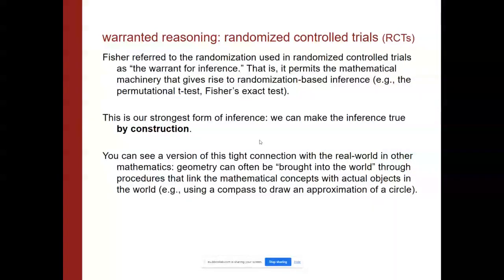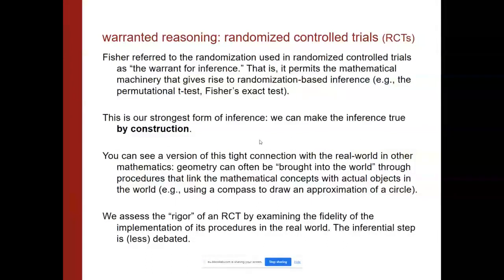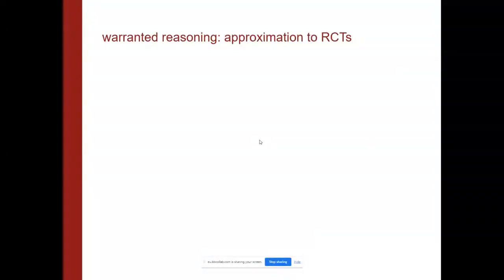And nowadays, you can see it with computers. Computers do this with set theory and number theory. It moves discrete math in and out of the world. So we see that with warranted reasoning. You don't see that as much with models. To emphasize this, when we assess the rigor of a warranted reasoning problem inside of statistics, we think about how well the randomized trial comported with what we thought we would be doing. Then after that, the inferential steps are less debated.